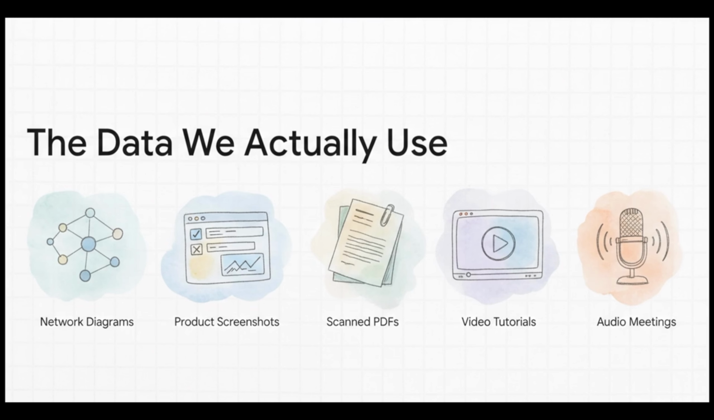Yeah, let's go back to that VPN policy. I bet it has a network diagram in it, right? A user manual for a product is going to be filled with screenshots. You've probably got scanned PDFs of old contracts, video tutorials for new hires, or even audio recordings from important meetings. Your classic text-only RAG system looks at all that and just shrugs. It can't understand any of it.